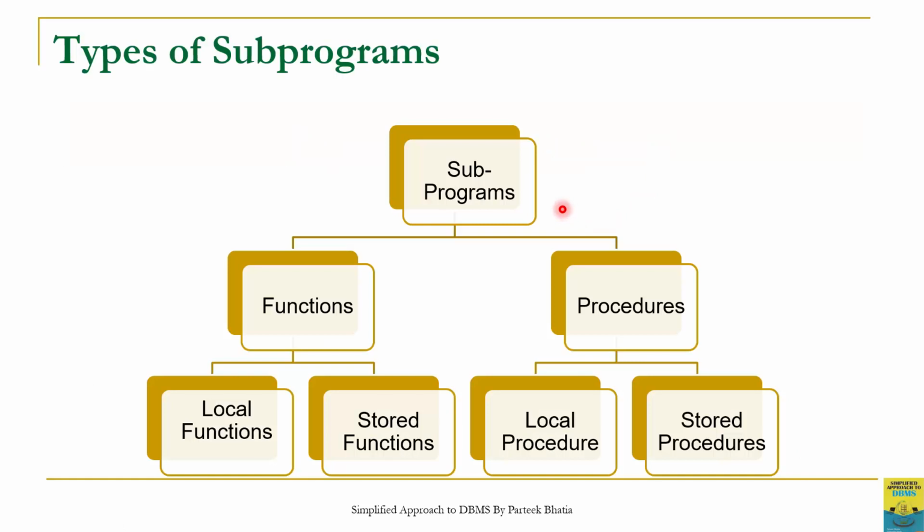As discussed in previous session, there are two types of subprograms. One is functions and another is procedures. These functions and procedures can further be defined as local and stored. So you can see that there are two types of functions. One is local functions and another is stored functions. And the same way we have two types of procedures. One is local procedure and another is stored procedures.